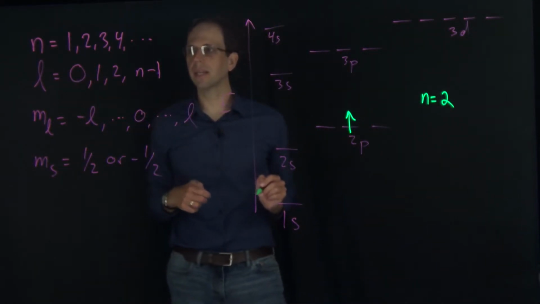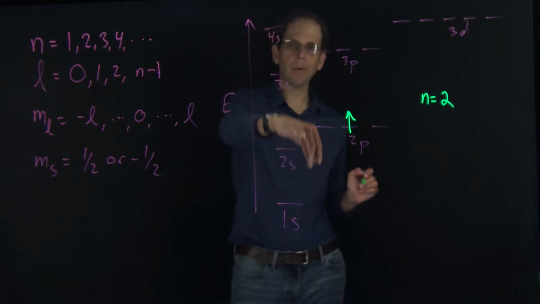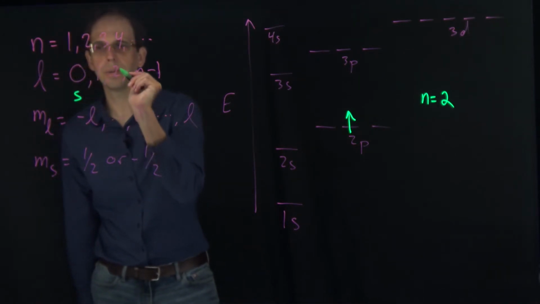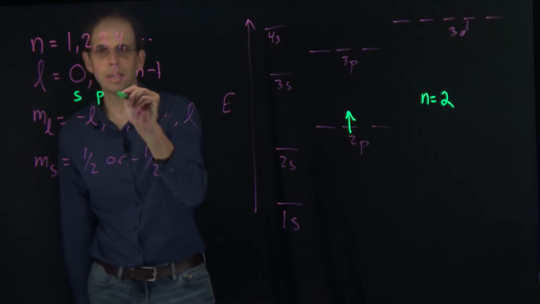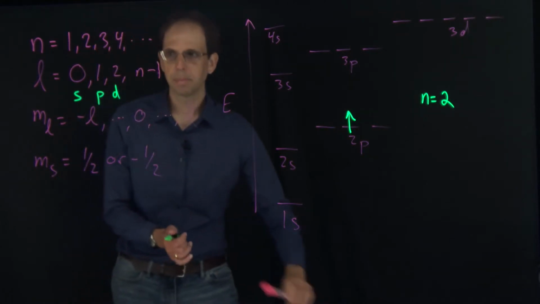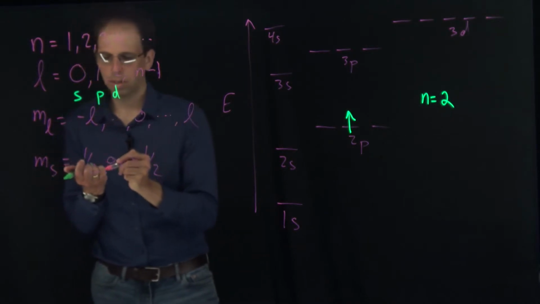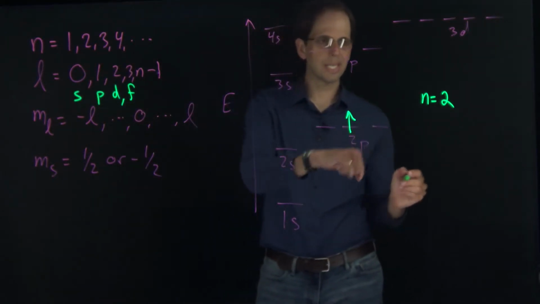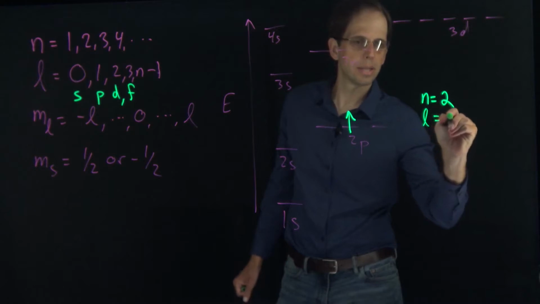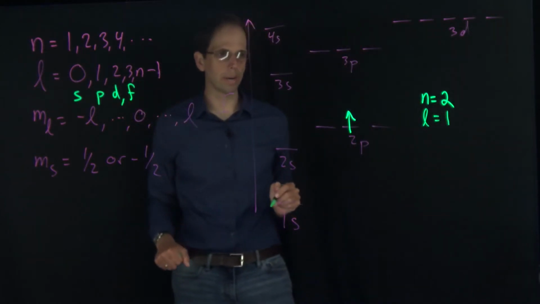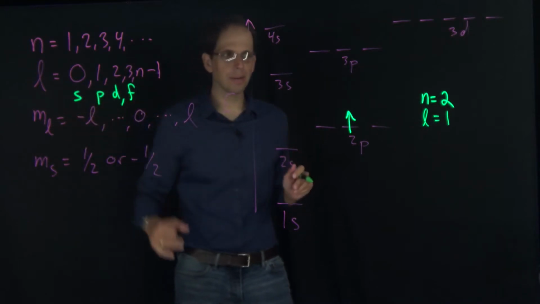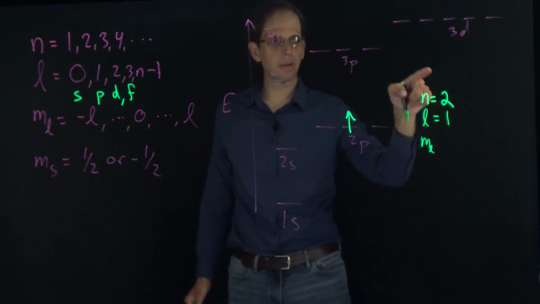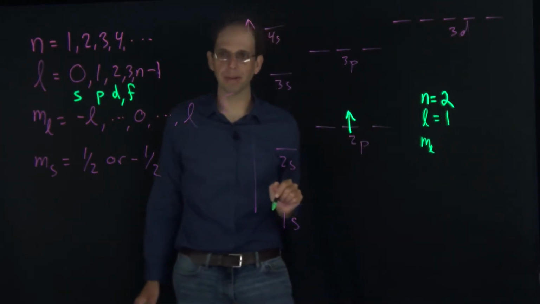The second, the angular momentum quantum number L, is given by the letter after the number. And so remember, s corresponds to 0, p corresponds to 1, d corresponds to 2. Maybe I should put a 3 in here, and 3 corresponds to f. So in this case, I'm in a p orbital, and so I have L equals 1. Now, m sub L can take any value, in this case, of -1, 0, or 1, because it can range from negative L to positive L.